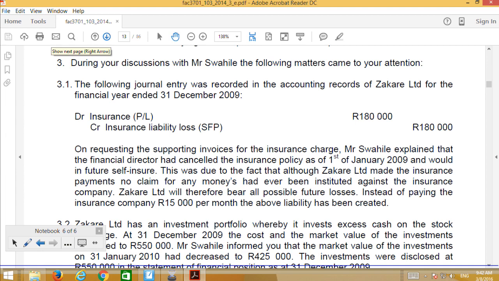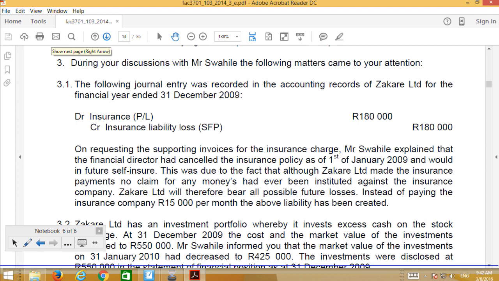So he decided they were going to self-insure. And even though they hadn't made insurance payments, what they decided to do is that instead of paying that 15,000 Rand a month, they would still expense 15,000 Rand a month and put it into a liability account. So that was the question then. We've decided to self-insure. Does it meet liability? Because this is what they've done. They've debited the P&L with an expense, and they've credited an insurance liability. So you have to go through that process once again.